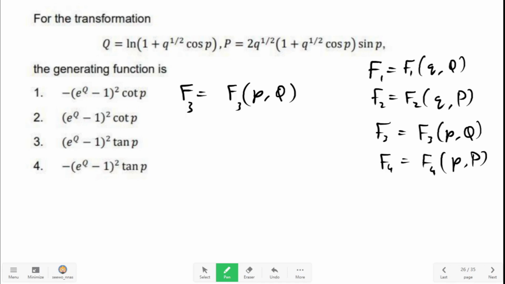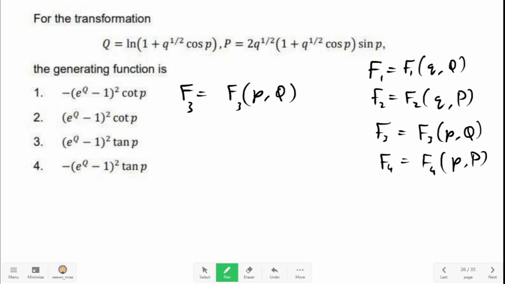Now in this case we have a type 3 generating function, because in all the given options we have functions of capital Q and small p. Now we have determined the type of generating function. Once you determine the type, the second step is to write the differential relations. There are differential relations for every type of generating function. For type 3, let's see how we write them.